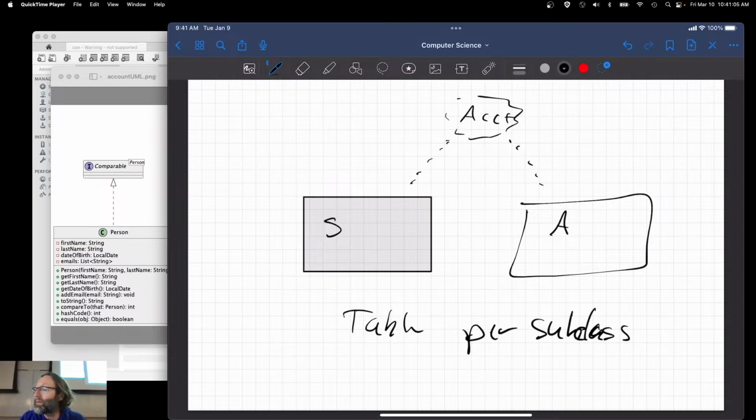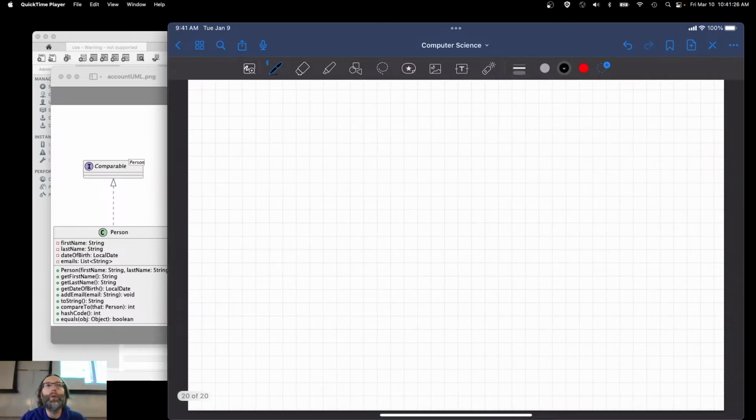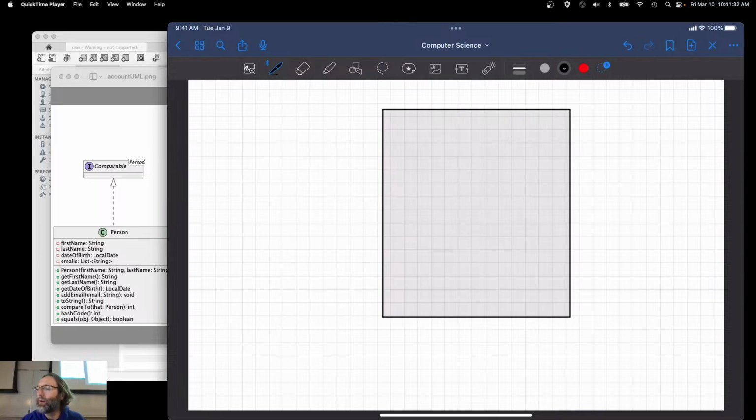Again, the problem is every time you want to pull somebody's accounts, there's a person over here, and they're connected to all these savings accounts over here, all these annuity accounts over here. Again, it's a table per subclass. That only relieves me of the need of one class here. I want to go all the way. I want to have one class that represents any and all accounts. So let's call it account.